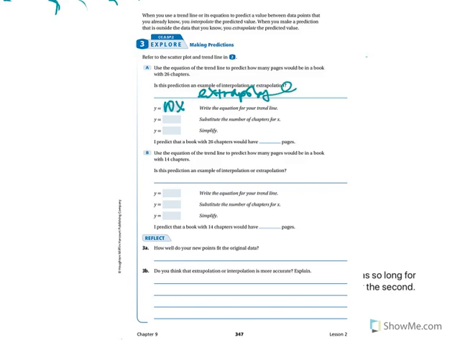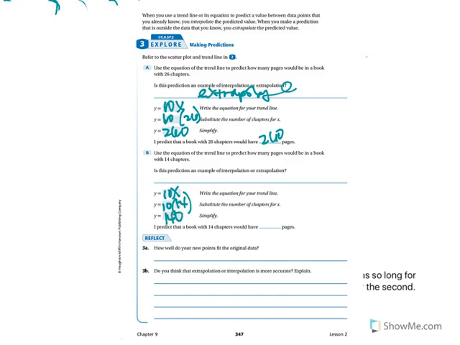All right, and then we're going to substitute the number of chapters in for x. So that would be 10 times 26. If there is a book with 26 chapters, how many pages would we expect that to be? 260. So I predict that 26 chapters would be about 260 pages. Use the equation of the trend line to predict how many pages would be in a book with 14 chapters. So in this one, y is equal to 10x, using the same one. We're taking 10 times 14. That's going to be 140.